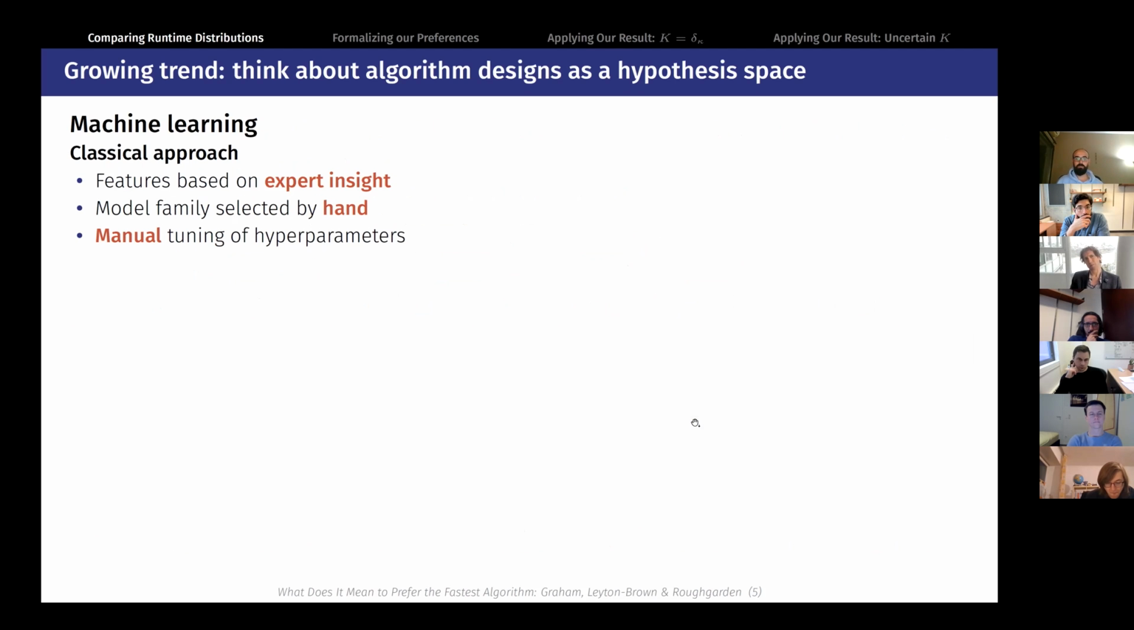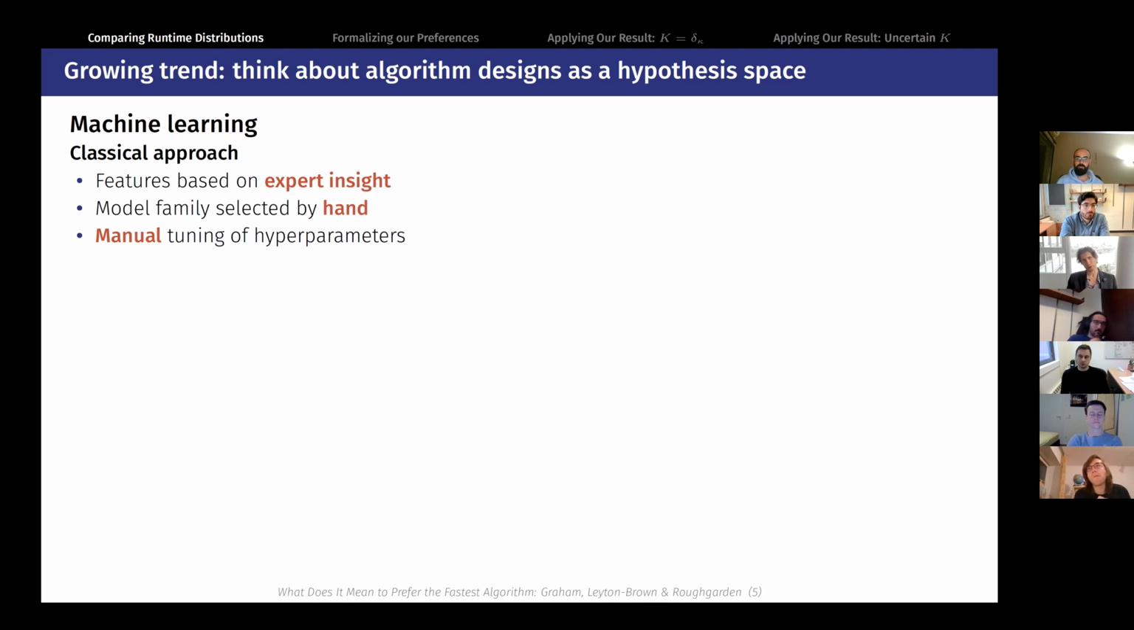So the reason that I care about this, and I think the reason that this problem is more than a philosophical curiosity, but something that this workshop should really care about, is that we're increasingly in AI coming to think about algorithm designs as a hypothesis space that we want to optimize over, rather than a sort of handmade thing that we just reason about.